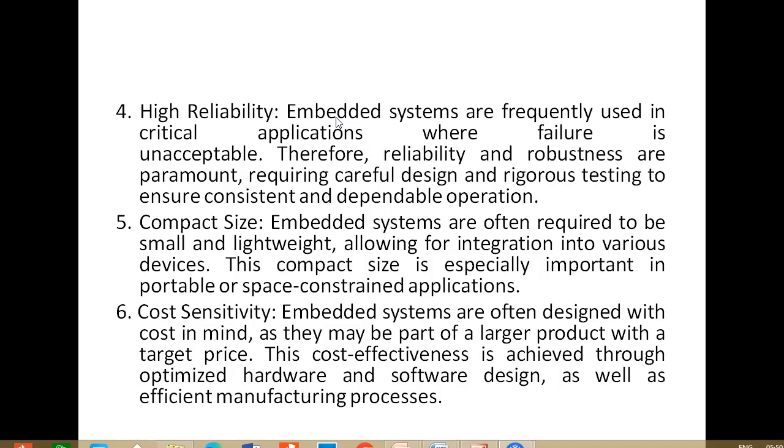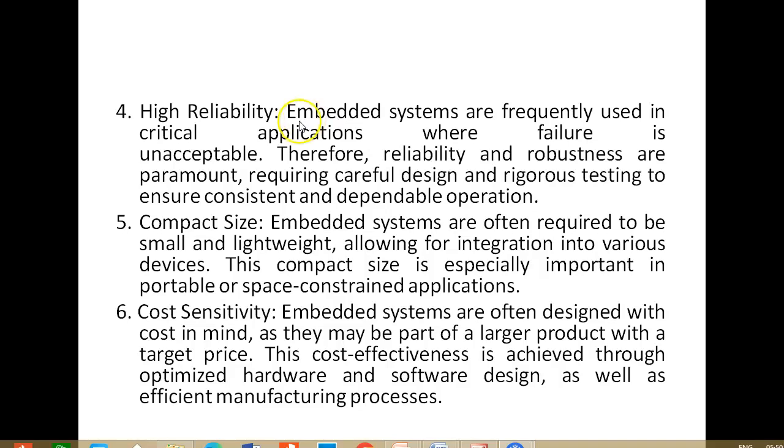Next is compact size. Embedded systems are required to be small and lightweight, to be integrated into various devices. So compactness is an important thing in various applications. Let's discuss cost sensitivity. Embedded systems are often designed with cost in mind, as they must be produced in large quantities at a low price. So cost is the main constraint.